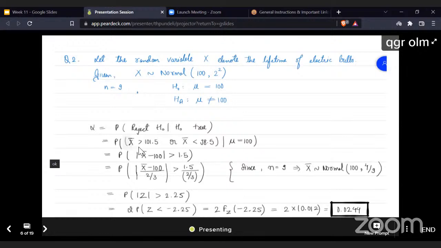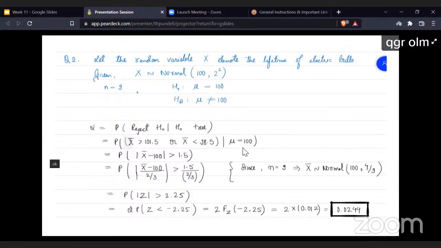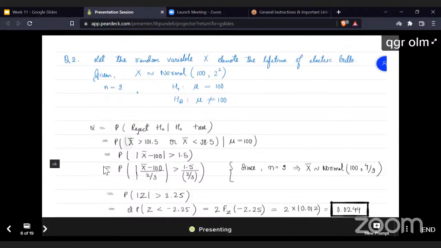Okay. So here also you can do probability mod of x bar greater than 101.5 given mu equal 100, plus probability x bar less than 98.5 given mu equal 100. You can proceed in that way also, right? Yes, yes, you can proceed. You will get the same answer. You try on your own. Okay? I got it, ma'am. That's what I'm asking.